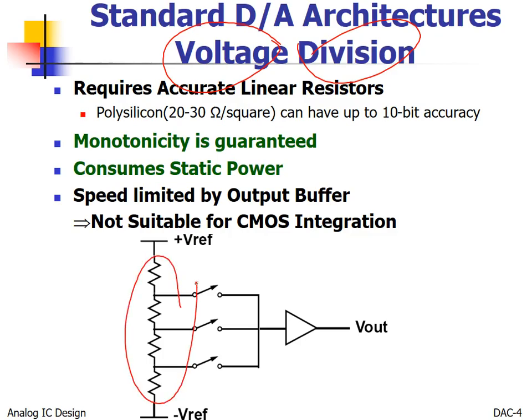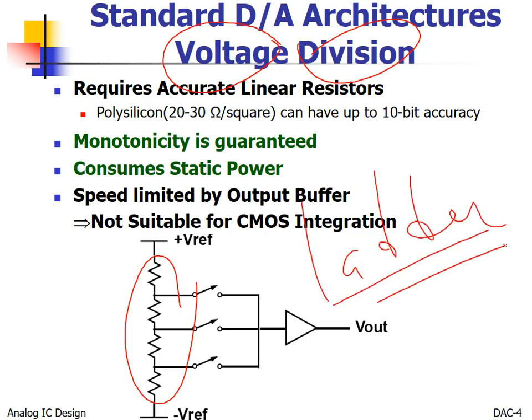Resistor string or resistor ladder. Anyway, that is the easiest case. In this way, monotonicity is guaranteed.